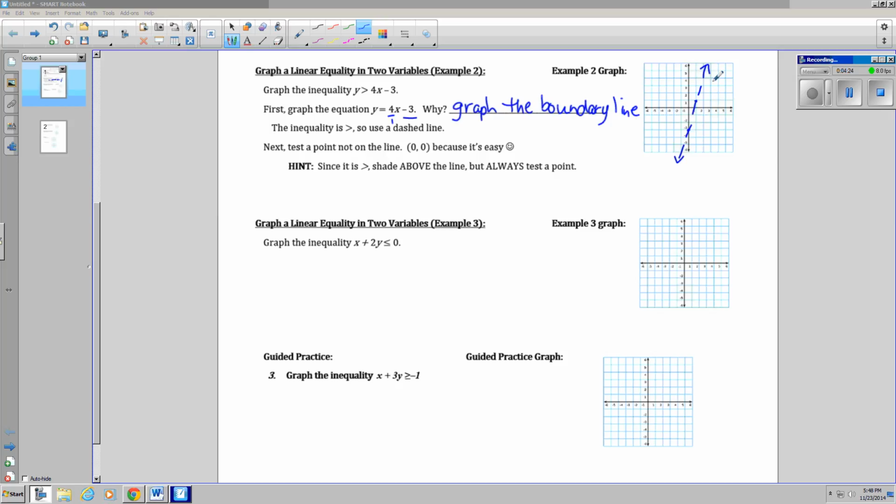All right, there it's done. So this is my dashed line. If it was greater than or equal to, it would be a solid line. This dashed line tells you that we are not including any of the points on the line. Okay, and it says test a point on the line.